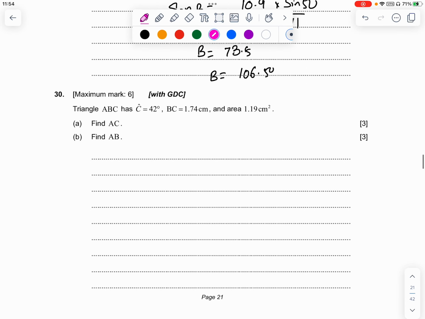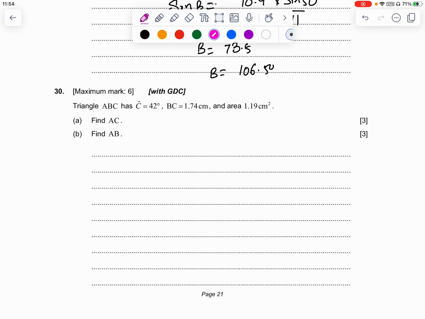Question number 30. Triangle ABC. C is 42 degrees, BC is 1.74, area is 101.19. Find AC and AB. So this is A, B, C. C is 42 degrees, BC is 1.74, area is 1.19.